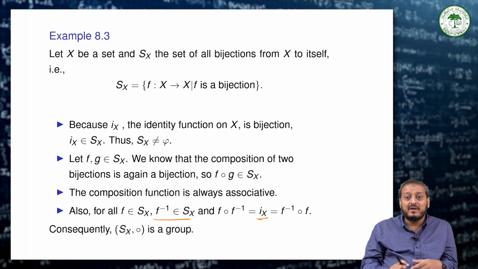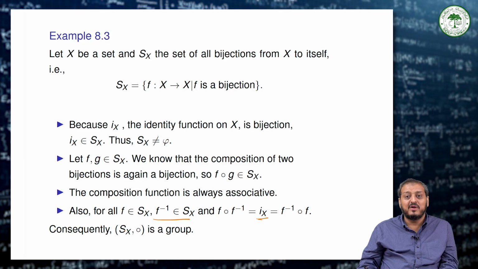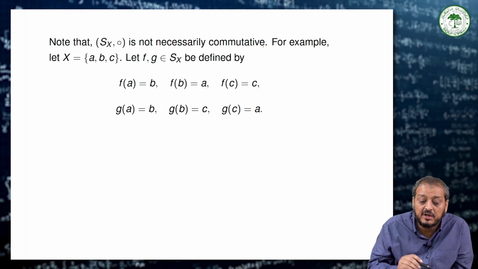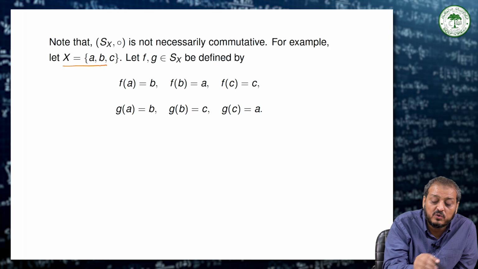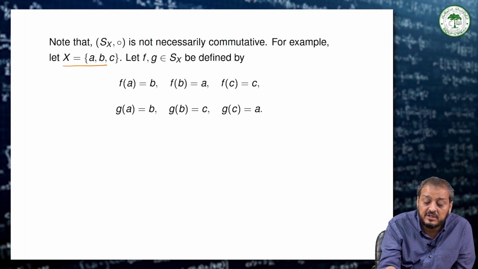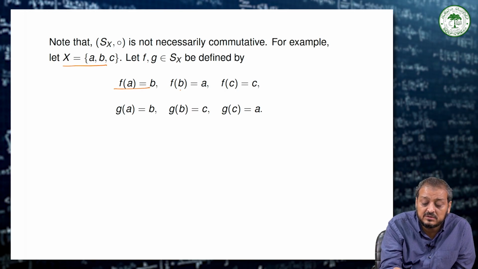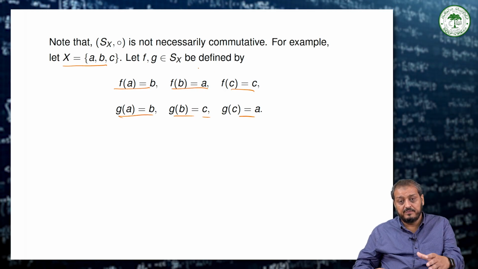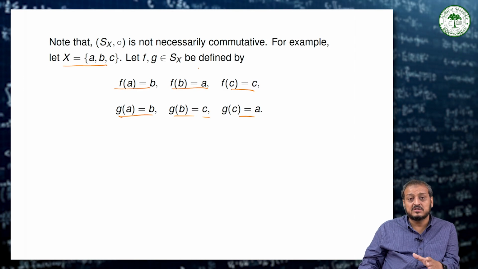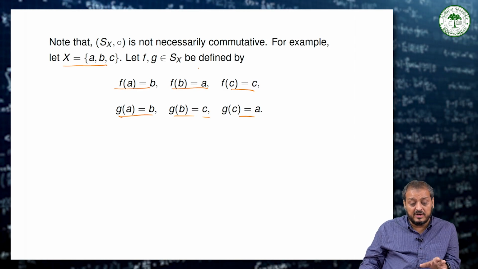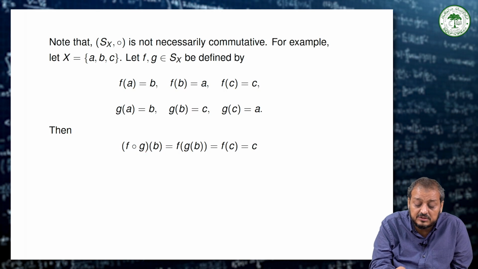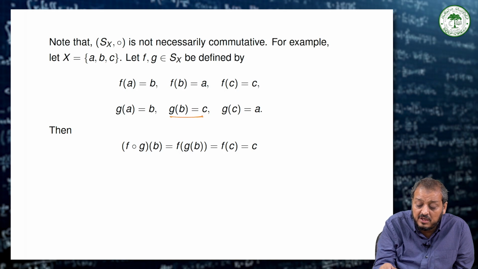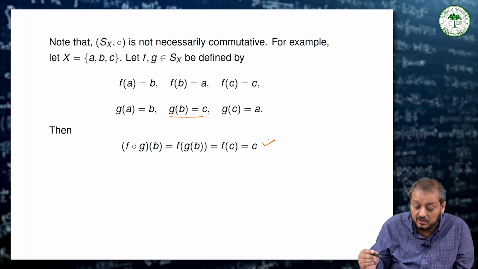This is clearly a non-abelian group. So we have to show that this is not necessarily commutative. For example, we take X equal to {a, b, c}, and f and g are defined as two bijective, one-to-one and onto functions. Then we find f composition g over b. So f of g of b is equal to c, f of c is equal to c.